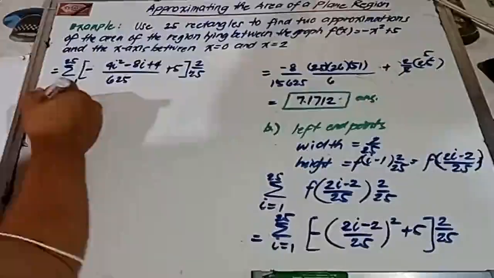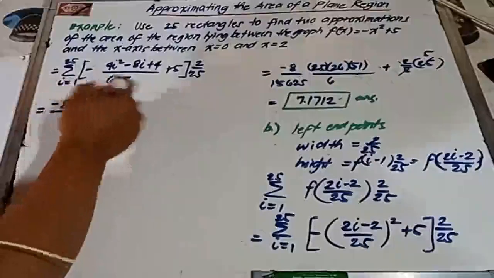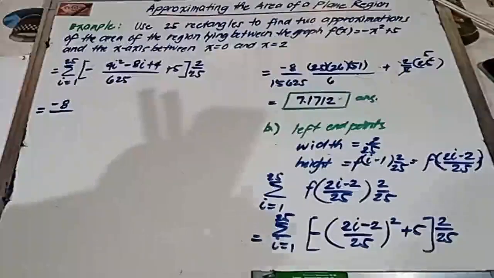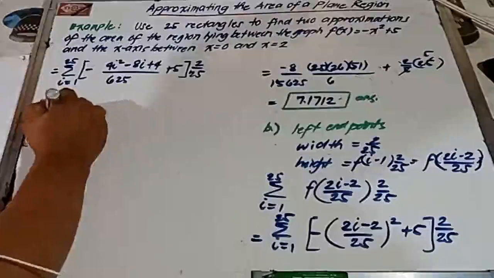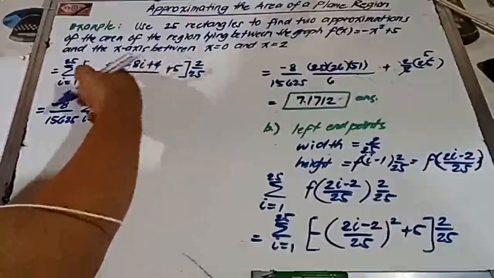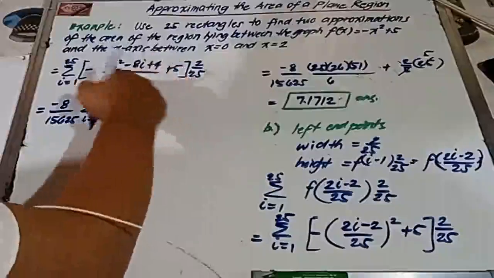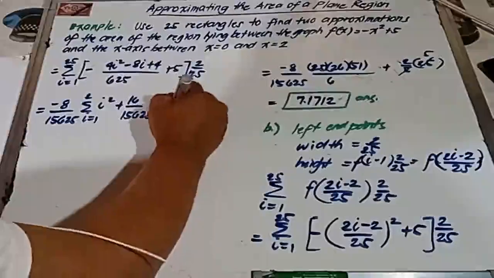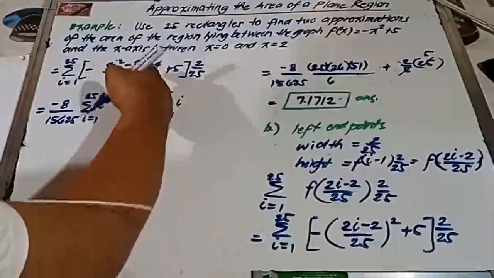Okay, expand natin. 2 times 4 is negative 8. Labas natin, negative 8. 25 times 625. That is 15,625. Check natin. 25 times 625. 15,625. So 15,625. Summation of i equal to 1 to 25. That is i squared. Negative negative is positive. 2 times 8 is 16. 625 times 25 is 15,625. Summation of i equal to 1 to 25. This one is i na lang. And 4 times 2 is 8.